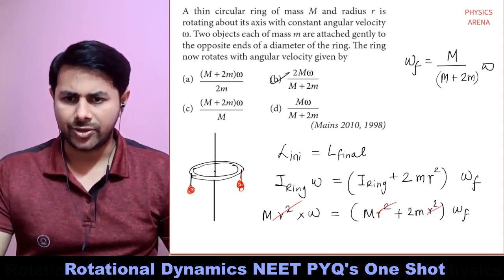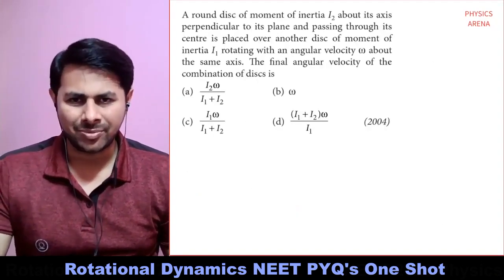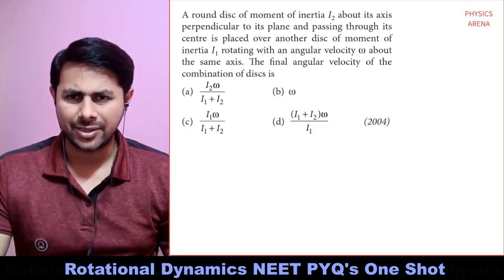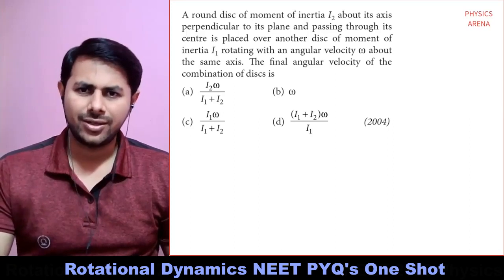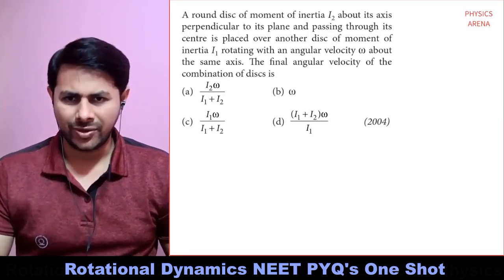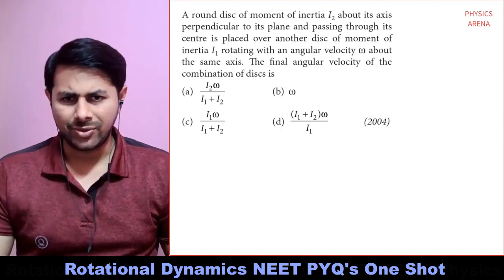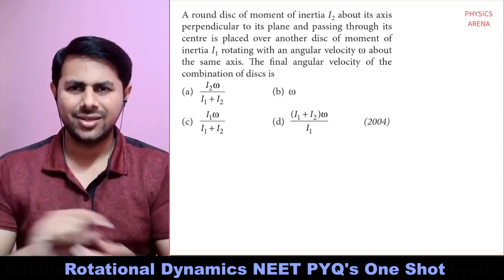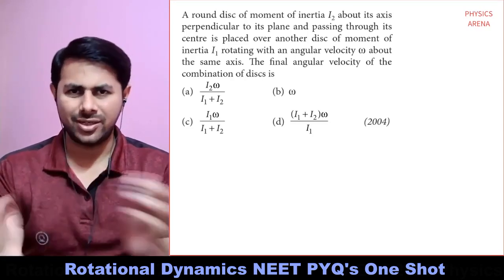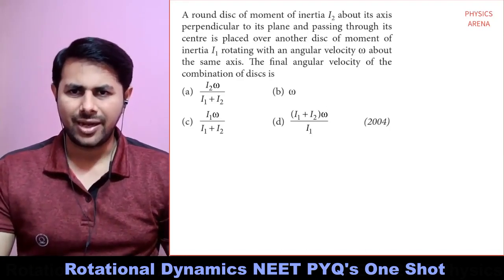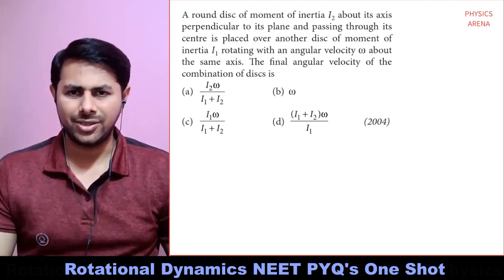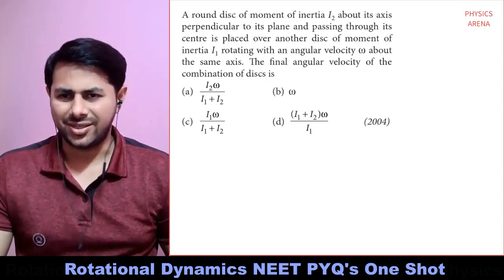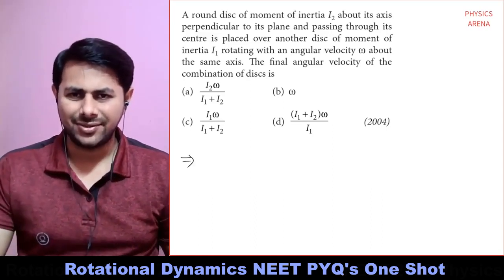Very simple, straightforward. A round disk of moment of inertia I2 about its axis perpendicular to its plane and passing through its center is placed over another disk of moment of inertia I1 rotating with an angular velocity omega about the same axis. So there is a disk whose moment of inertia is I1, it's rotating about some axis, and another disk of moment of inertia I2 is kept. The final angular velocity of the combination of disks is, oh, this is great, just similar to the last question, right?